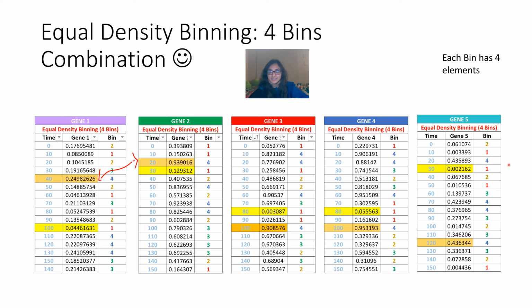But this is equal density binning. The results would change for equal width binning. So these are ensuring we have 4 in each of these bins. You can see how the behavior is somewhat different. We can see maybe genes 3 and 4 are a little bit more similar: at 80 they're at their minimum, and then at 100 they're at their maximum. So maybe there's something going on.